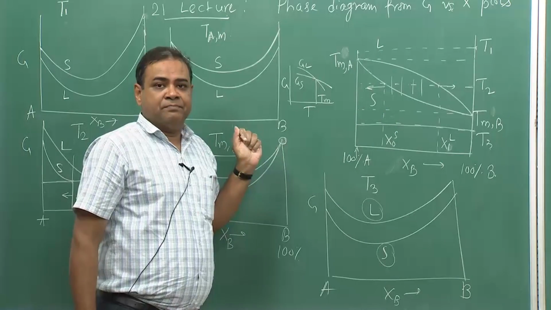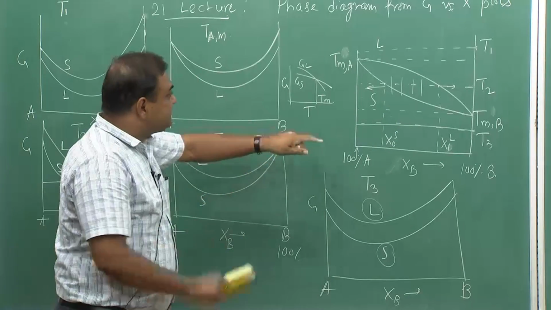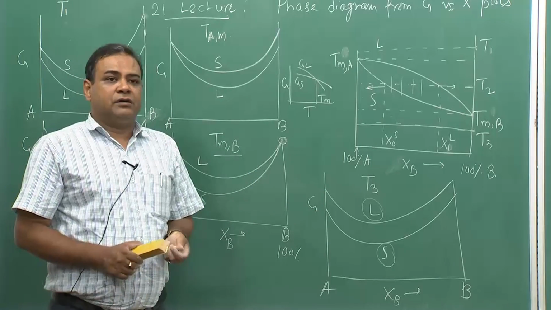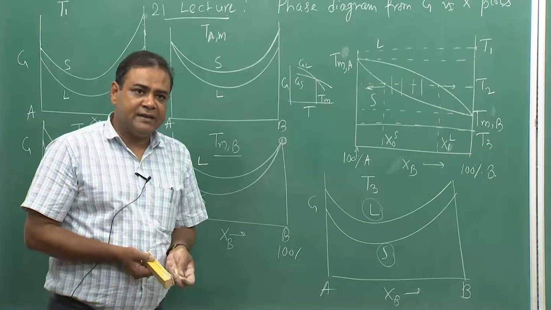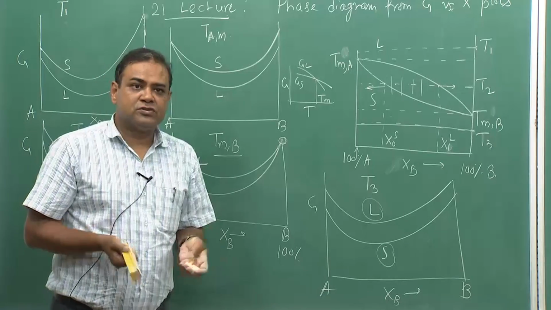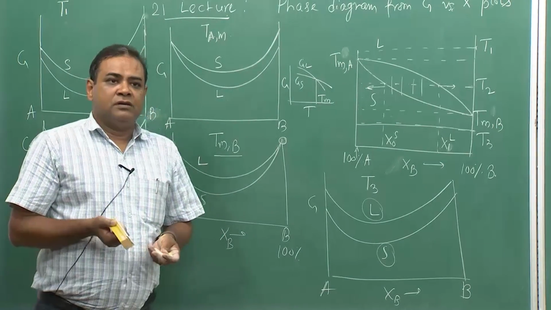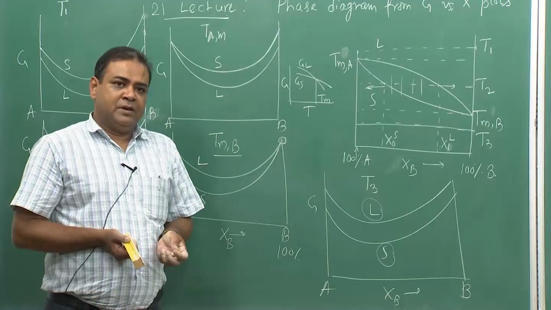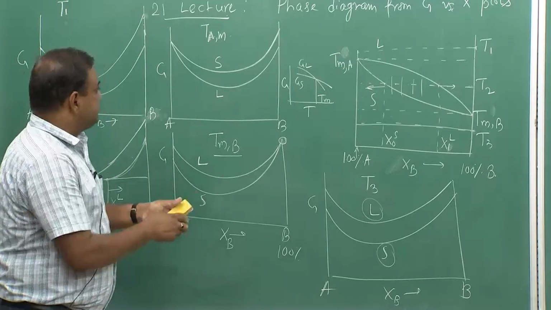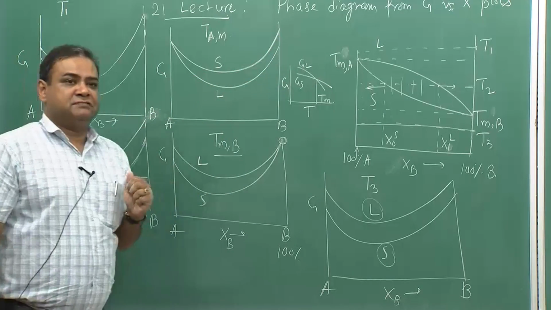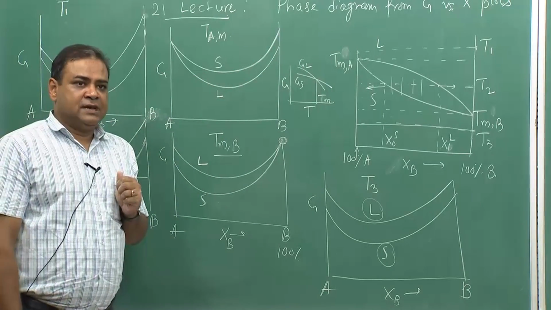So, that way we try to draw a composition free energy diagram, and from that we can derive a phase diagram. Now, this particular approach you can also take to draw a eutectic phase diagram, you can also draw a eutectoid phase diagram, you can also draw a peritectic phase diagram. So, you can see how we can draw a phase diagram from G versus X plots. Thank you.